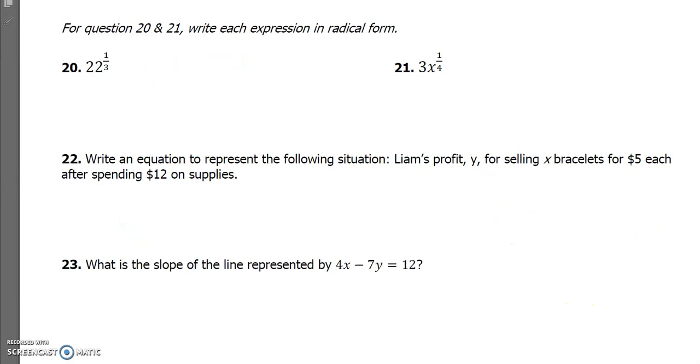Okay, 20 and 21 is asking us just to rewrite it in radical form. So here's my radical sign. The 2 to the 2 goes underneath. The root is this number right here. That's 3. And we're good. Let's try the next one. This is not in parentheses. So that means the whole thing does not go underneath my radical sign. Just the x. The root is 4. And I am multiplying it times 3. So 3 goes into the front.